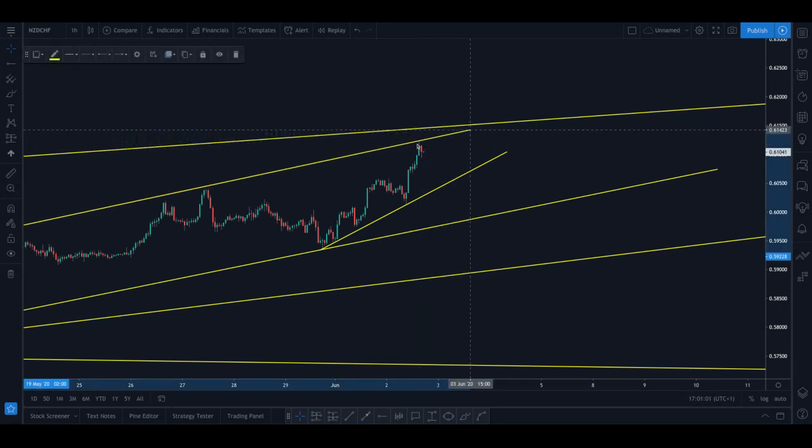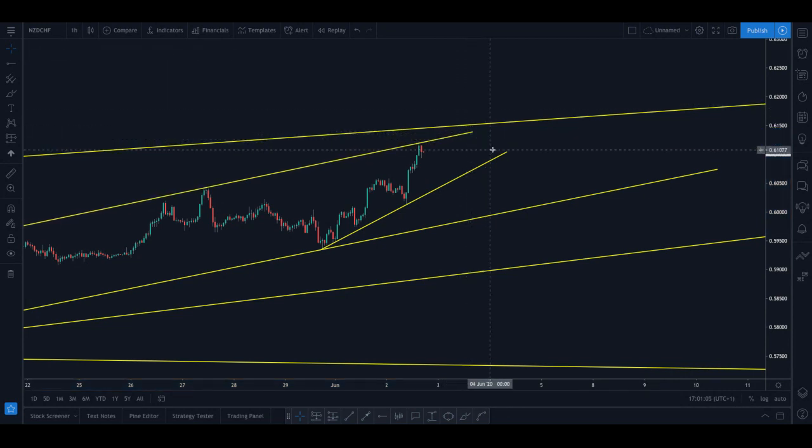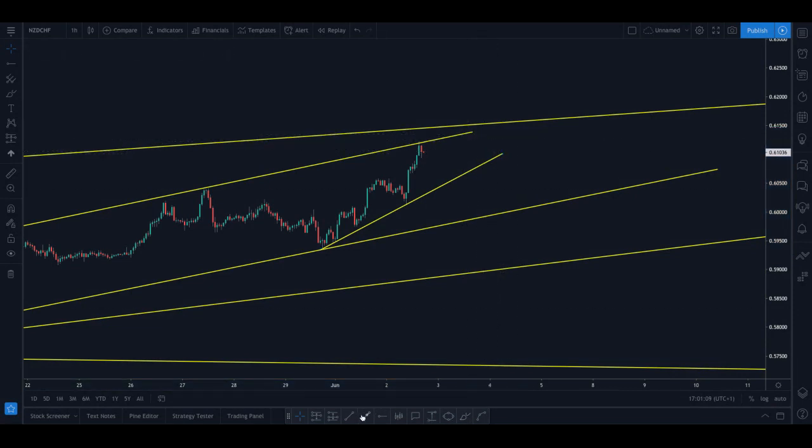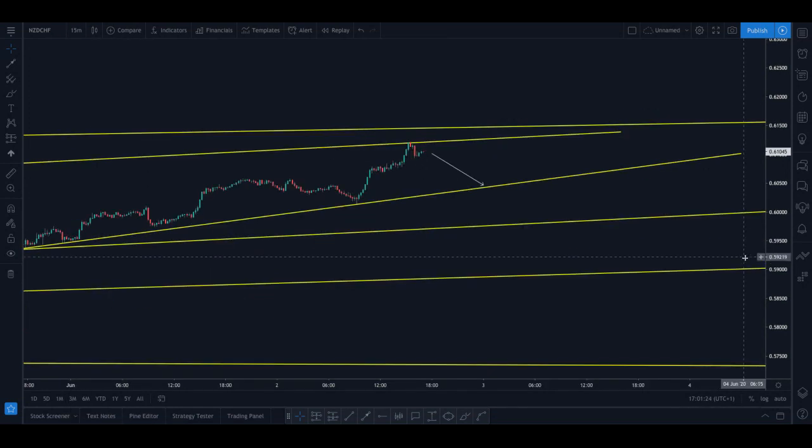As you can see here, we've just rejected the channel top, the trendline top, and we could be in store for another move to the downside. Not necessarily the bigger long-term forecast, but shorter term, we could come back to this trendline bottom. It is very in play. It's not out of question.